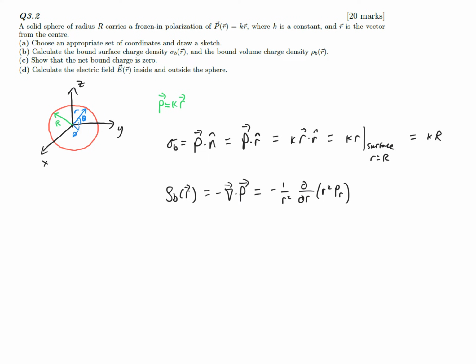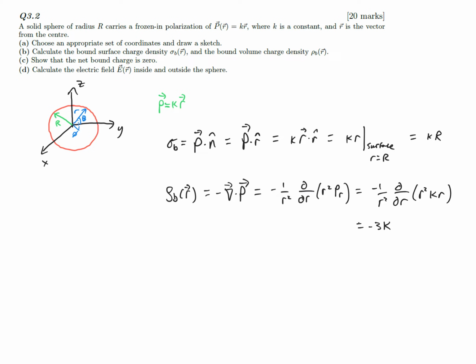So the polarization in the r direction is k times r, which is pretty straightforward. So we take the derivative of this thing with respect to r, divide by minus 1 upon r squared, and we get also a constant, minus 3k. So we see that there's a constant bound volume charge within this dielectric sphere, and we see that there is a constant bound surface charge, and those two things are different.